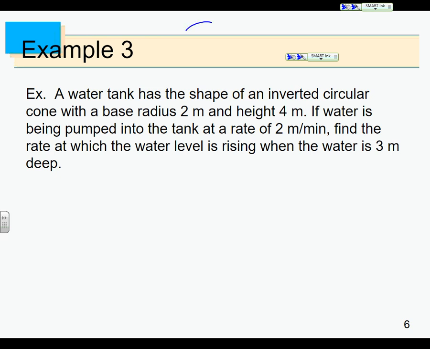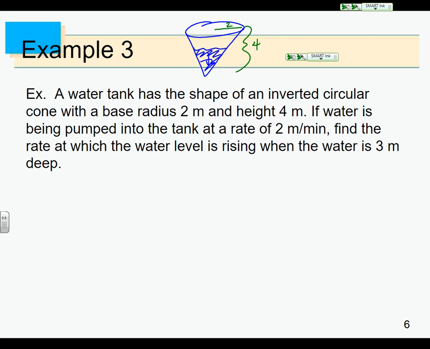So that's one of those water tanks that look like that, where the water kind of comes down this way. With a base radius of 2 meters, that's kind of a misnomer. Base radius is going to be up here at the top, and a height of 4. So the height of the whole thing is going to be 4 meters. If water is being pumped into the tank at a rate of 2 meters per minute, find the rate at which the water level is rising when the water is 3 meters deep.